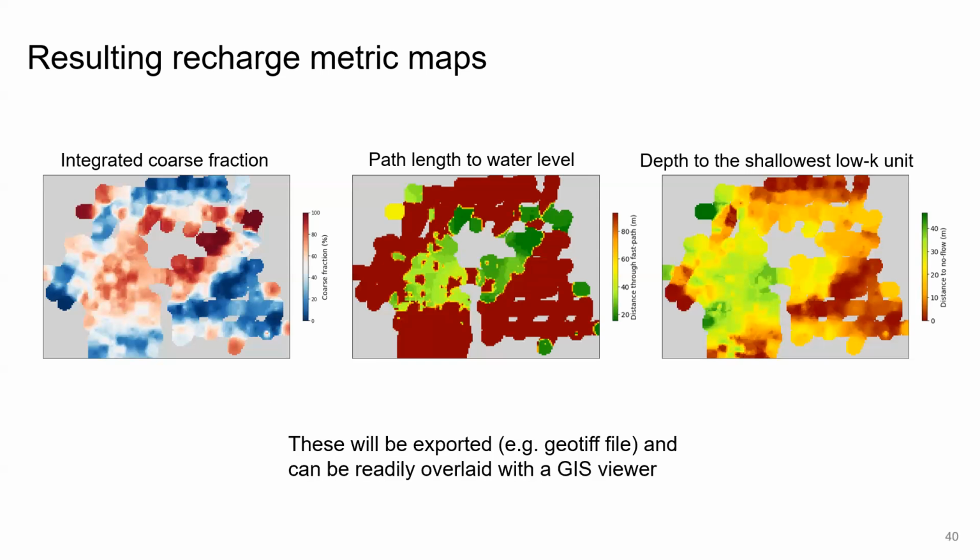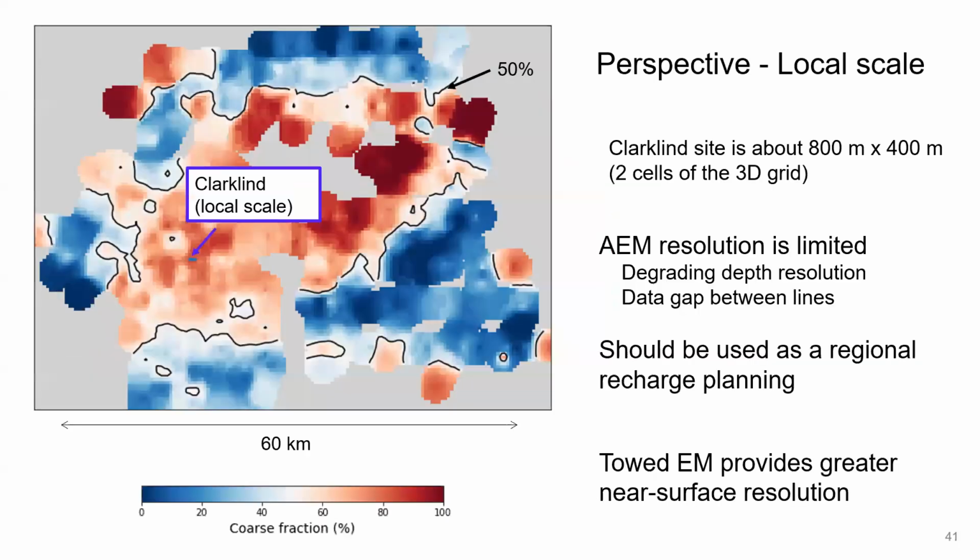And so there will be functionality that you can export this to a TIFF file or various forms that you can readily overlay with the GIS layer that you're using. And I want to give a little bit of perspective. So this was the basin scale, about 60 kilometer by 60 kilometer, the water basin area. But sometimes if you're recharging on a farm, your scale is about a couple hundred meter, or 400 meter, or 800 meter. And that's the size.